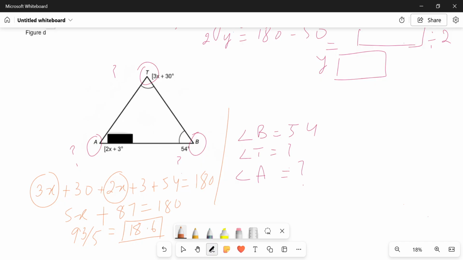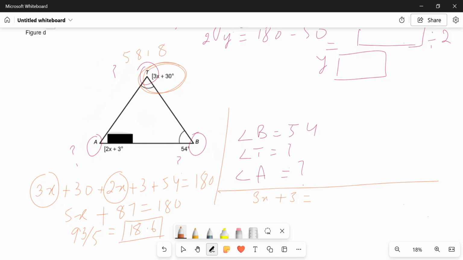So how are you going to use this 18.6? 18.6 multiplied by this expression. In this expression, there's 3x plus 30, sorry, 3x plus 3. So 18.6 multiplied by 3 gives you 55.8, and then plus 3, so 58.8. So this is 58.8.